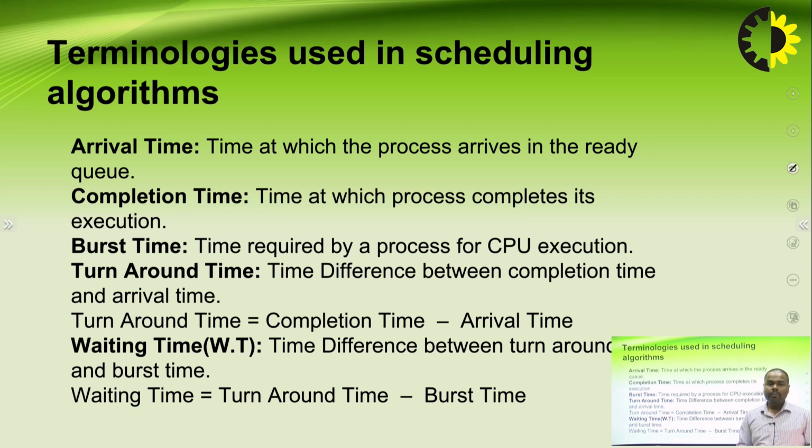Waiting time means the difference between the turnaround time and the burst time. It means how much time the CPU took for the execution, and the time difference between the arrival time and the completion time. That is known as the waiting time. These are the terminologies which we use to solve the problems for the CPU scheduling algorithms.